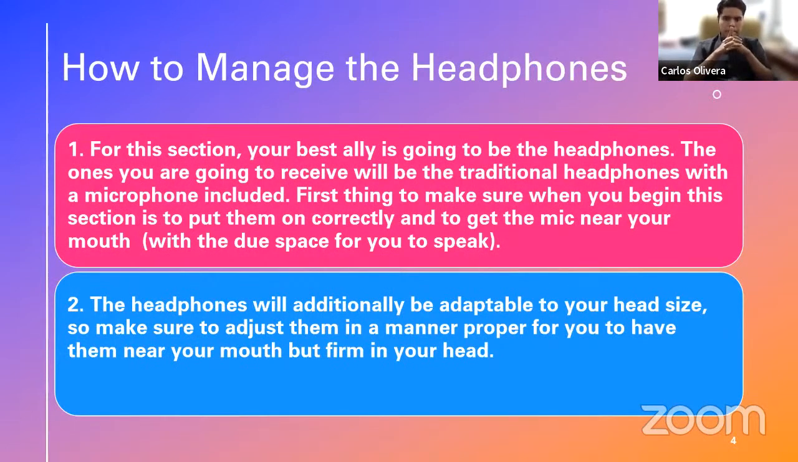Okay, so the first thing to make sure when you begin the section is to put the headphones on correctly, and to get the microphone near your mouth with the due space for you to speak. Why do I say this? Because, well, of course, you're going to have the stick here, and you're going to be able to adjust it to the distance you want to have the microphone separated from your mouth, right? So what is going to happen is that if you put the microphone too near your mouth, maybe some of the noises that you're going to provoke with your mouth are just going to disturb the person who is reviewing your response, right? Who's listening to what you're saying.